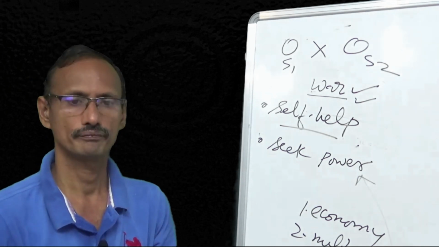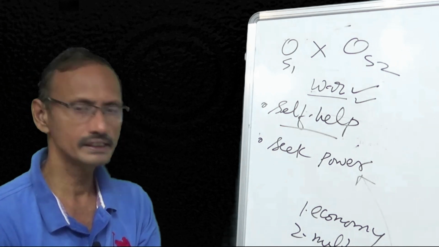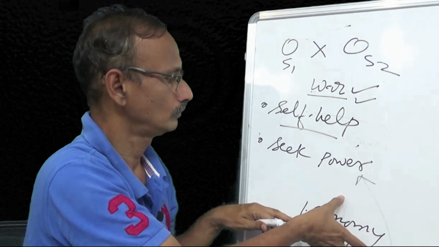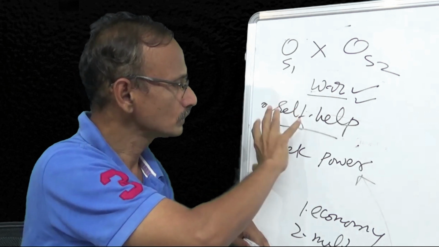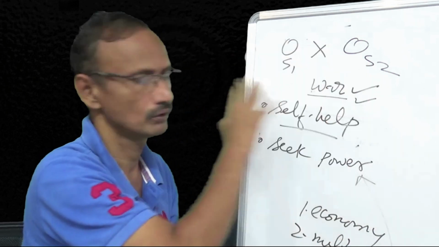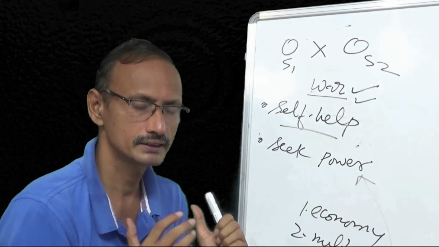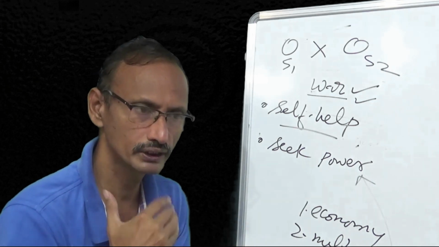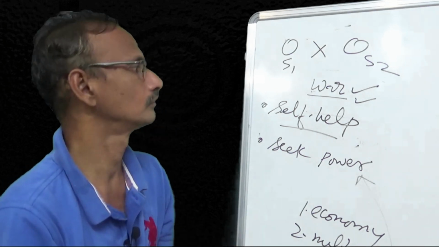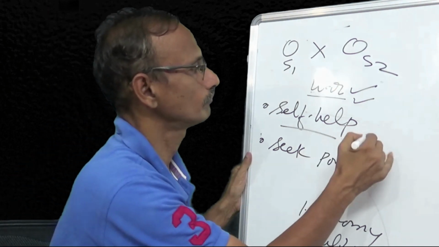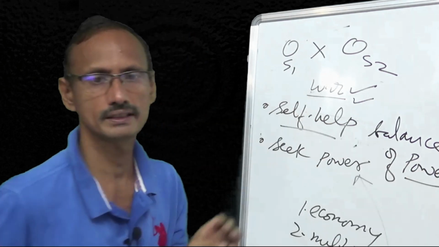Economy and military. Okay, so states seek economic and military power so that they will not lose out in a possible war. And they think they are secure only when they are more powerful than the other, or at least not powerless compared to the other. So this is called theory of balance of power.